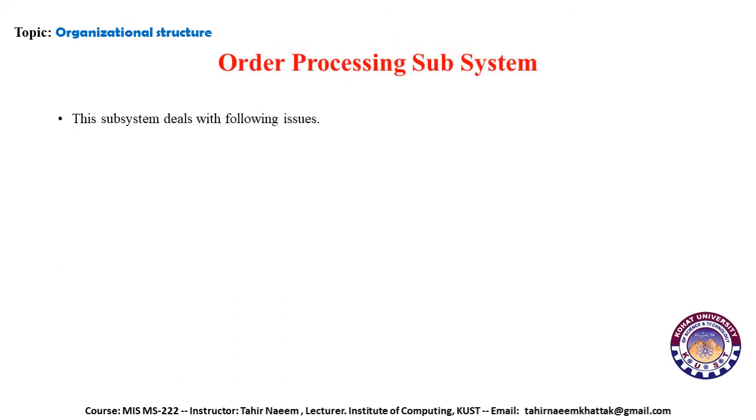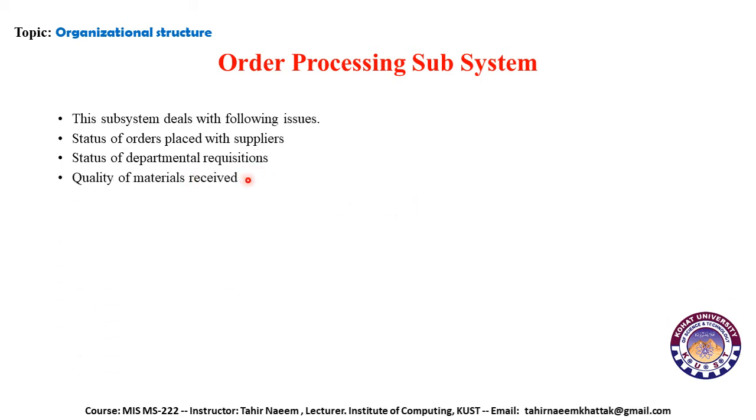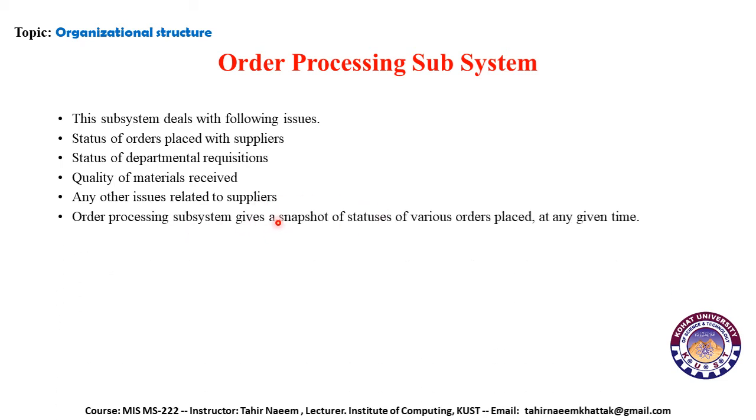Order processing subsystem: this subsystem deals with the following issues: the status of the order placed with the supplier, that is, what the status of the order placed with the supplier is and when it will be delivered; the status of departmental requisitions, that is, which department is requisitioning what; the quality of material issued, that is, whether the material which we have received is of good quality, medium quality or bad quality; and any other related issues to the supplier. The order processing subsystem gives a snapshot of the status of each order placed at any given time.